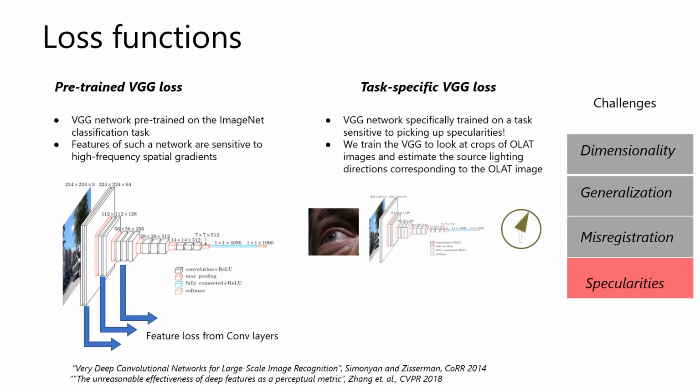In order to preserve specularities, a novel task dependent loss is used. For this, a VGG16 network is trained on a novel task of looking at very small crops of the ground truth OLAT image and regressing the lighting direction corresponding to the OLAT image. This is a useful task in this case because the network learns to extract those features of the OLAT image which inform about the lighting direction, particularly the specularities and shadows. Now, the features of this new VGG network are sensitive to image features corresponding to the specularities. The OLAT prediction and the ground truth OLAT are fed to the VGG network, and an L2 loss is imposed on the difference between the feature activations. And that solves the fourth challenge.